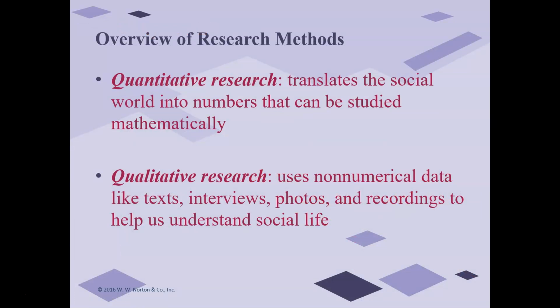Quantitative research translates the social world into numbers that can be studied mathematically. Qualitative research uses non-numerical data like text, interviews, photos, and recordings to help us understand social life. It is important to note that within the social sciences, both of these types of research are valuable. Some researchers specialize in one type of research or the other, but many use both methods to triangulate their data, or to make sure that their findings are consistent no matter what kind of research they do.